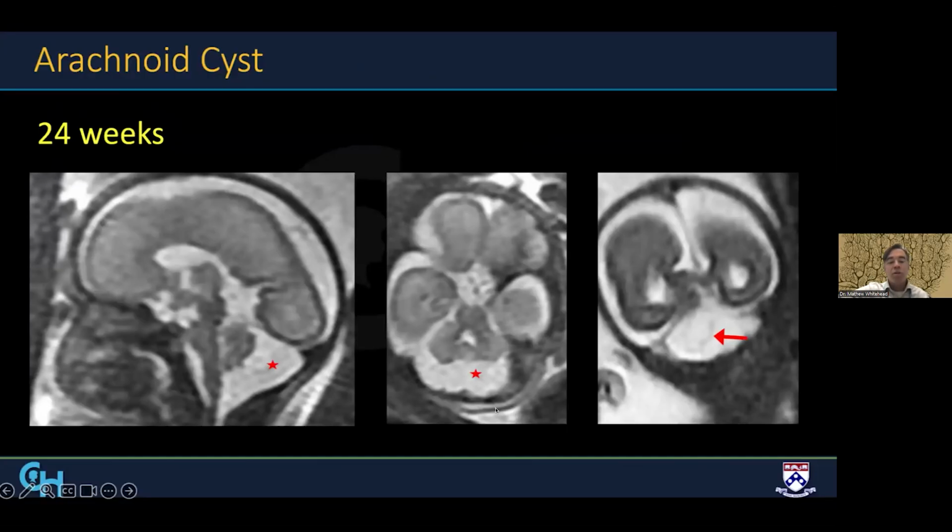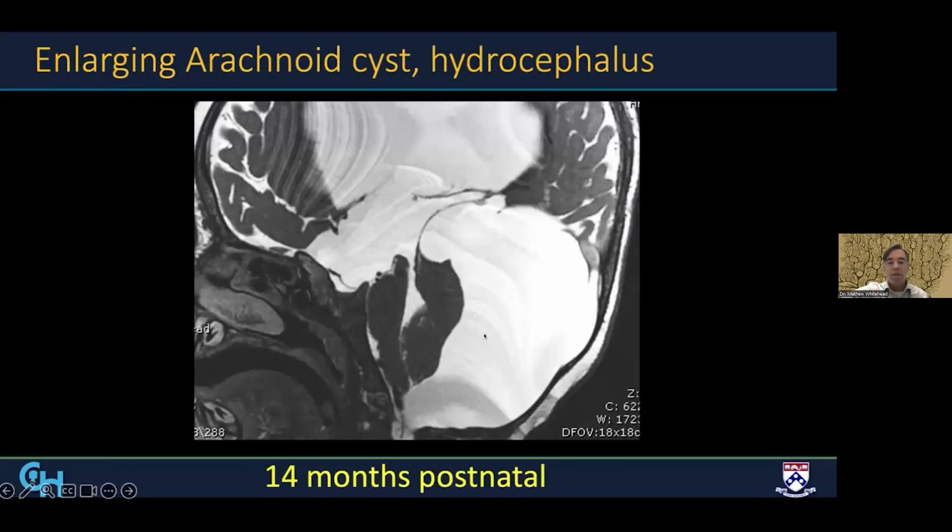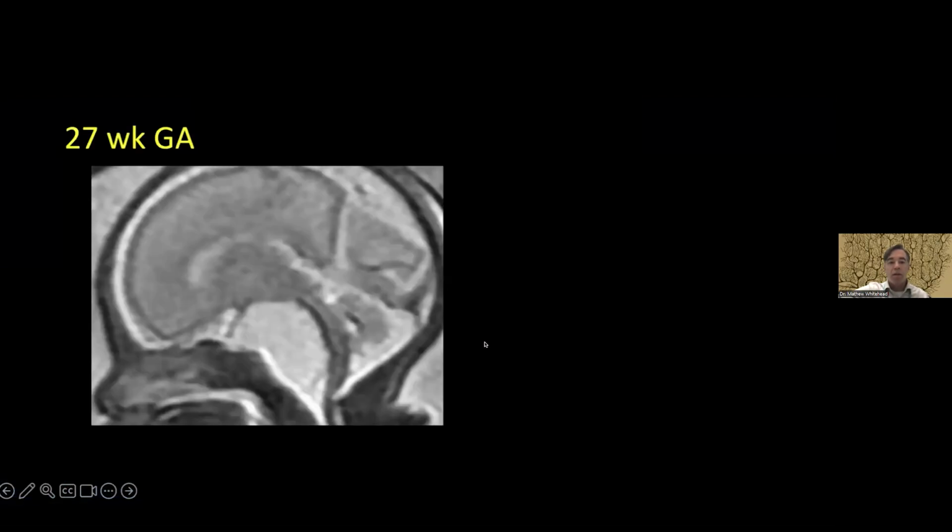Now, the natural history of these can be to be stable, to get smaller, or to get bigger, and so that's why we follow them. This case was lost to follow-up for a period of time, and the cyst enlarged and obstructive hydrocephalus developed.